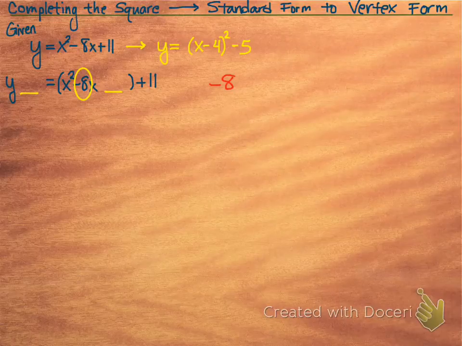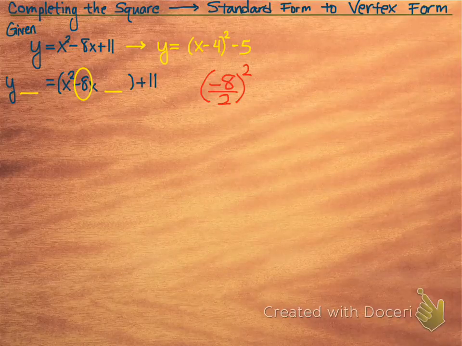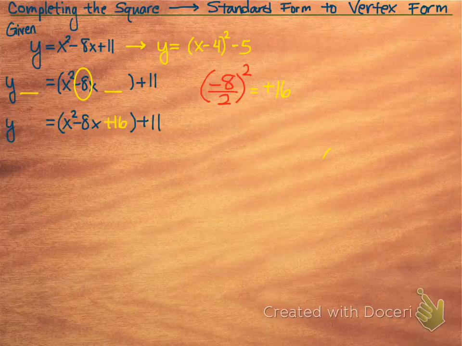We take that negative 8, cut it in half, and then square it. This little method will do something special for us. So negative 8 cut in half is negative 4, and then negative 4 squared gives us positive 16. We now take that positive 16 and put it in those two open spaces. And you're like, why do we do that? Well, let's see what happens next.